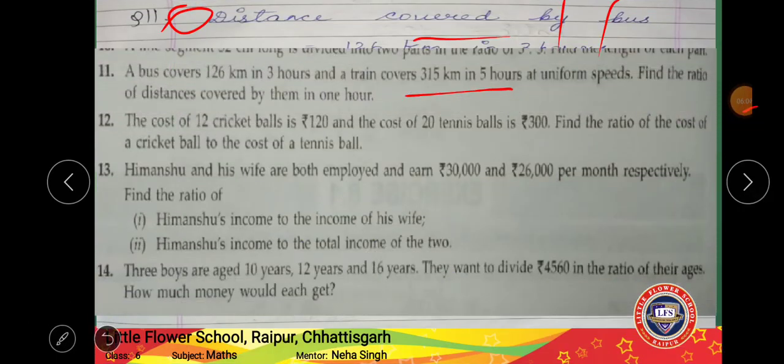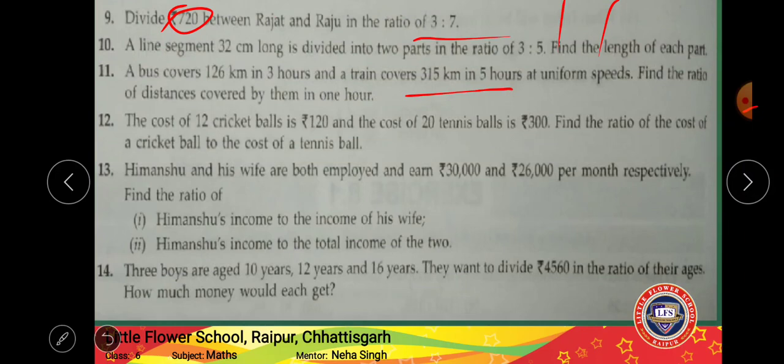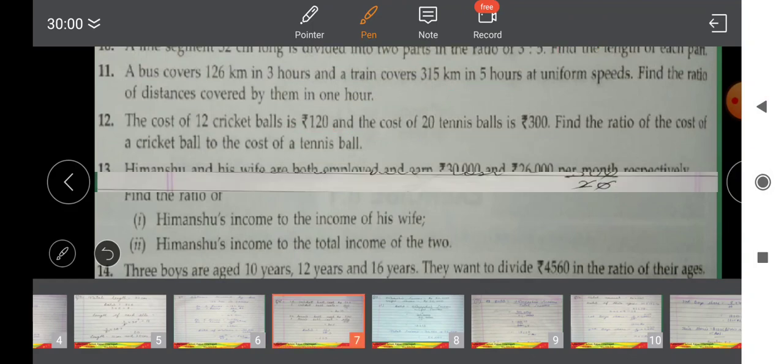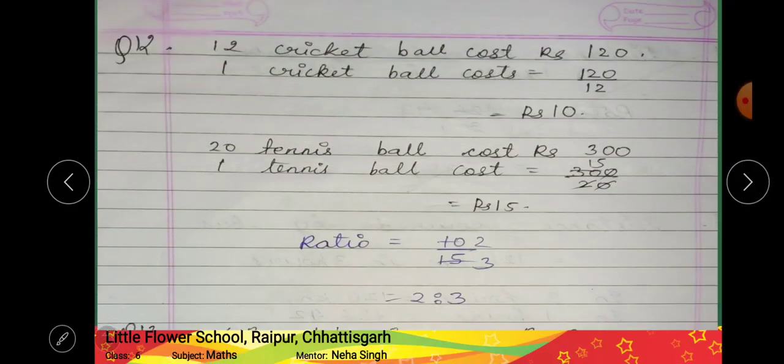Next, the cost of 12 cricket balls is rupees 120. 20 tennis balls is rupees 300. Find the ratio of cost of cricket ball versus tennis ball. The same question as 11th. I have given the solution, but you can try solving it yourself, since it is simple, right? 12 cricket balls cost rupees 120. So one cricket ball will cost how much? 120 upon 12, that is 10 rupees.